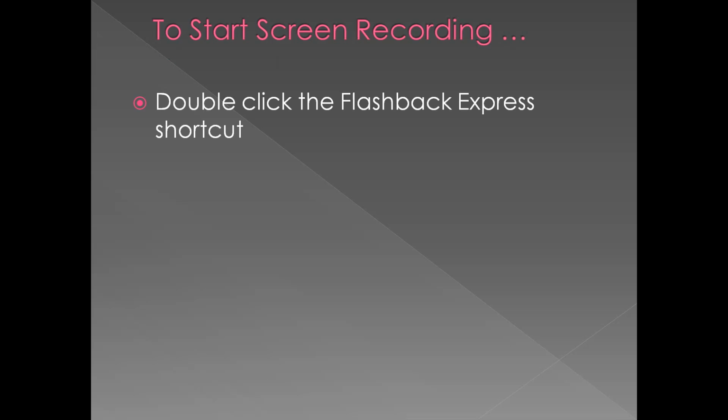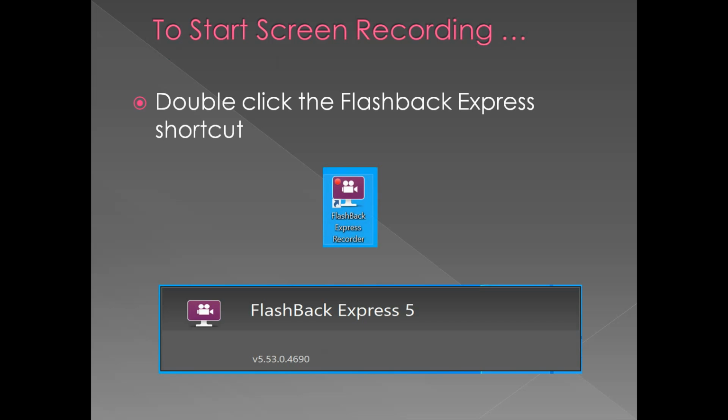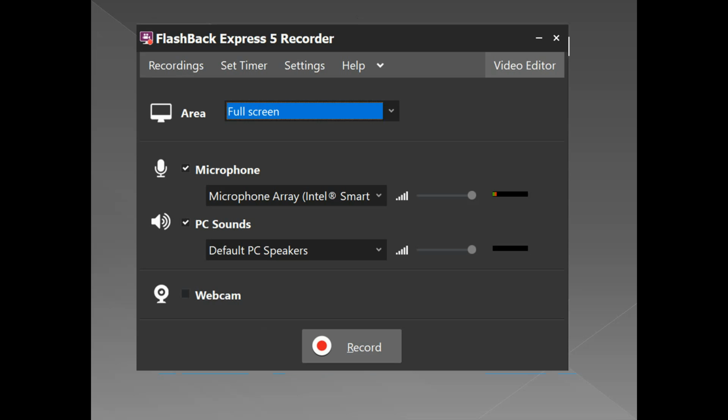To start recording, you're going to double click the Flashback Express shortcut. You will find it on your computer screen. When you double click this shortcut, immediately a window will flash, Flashback Express 5 version 5.5, and immediately you will get another window which allows you to select the area, full screen or window.